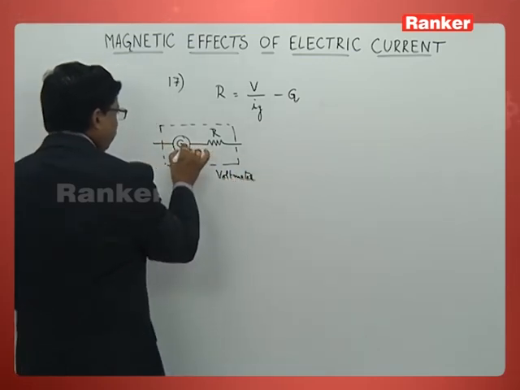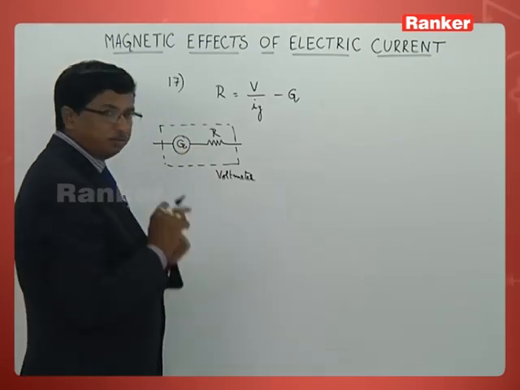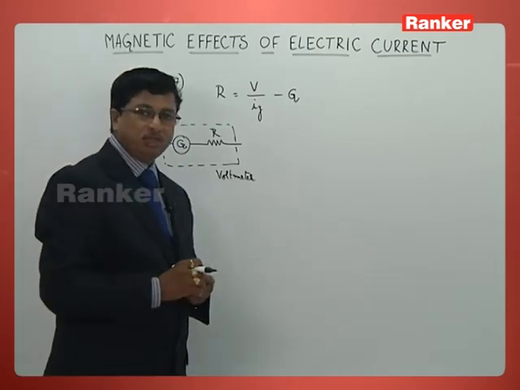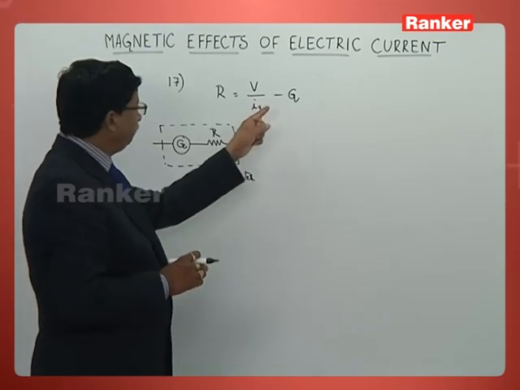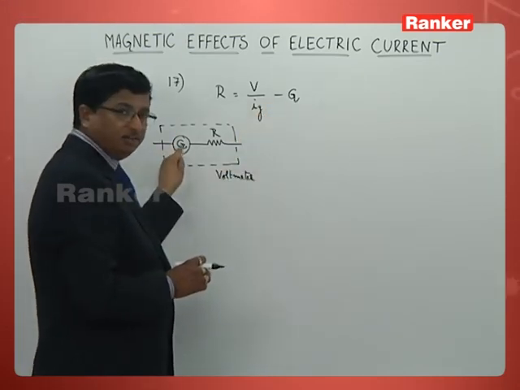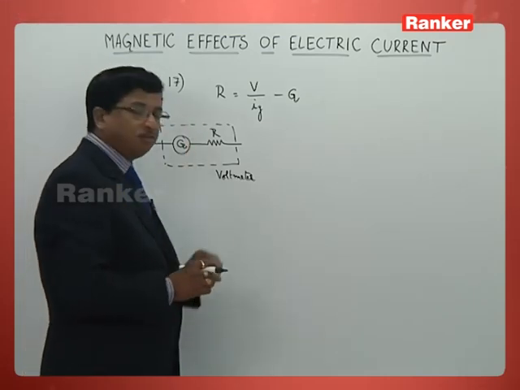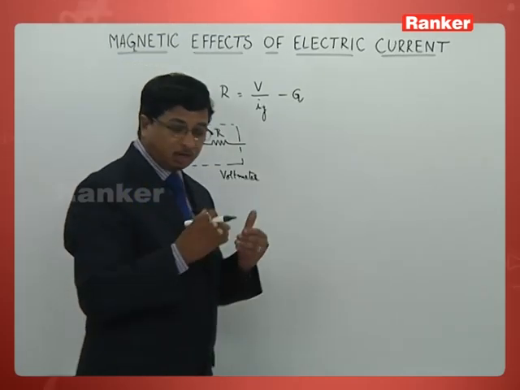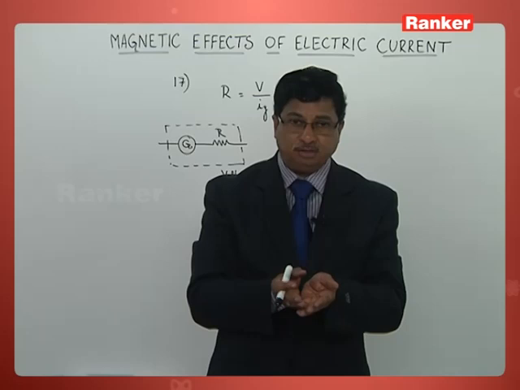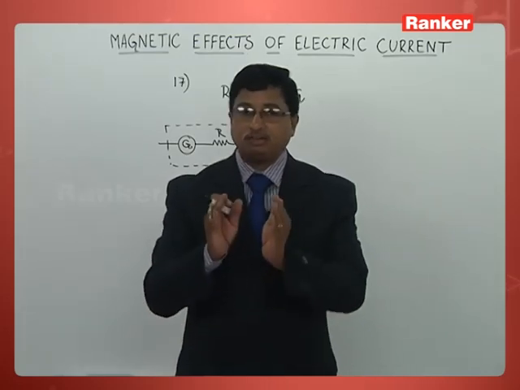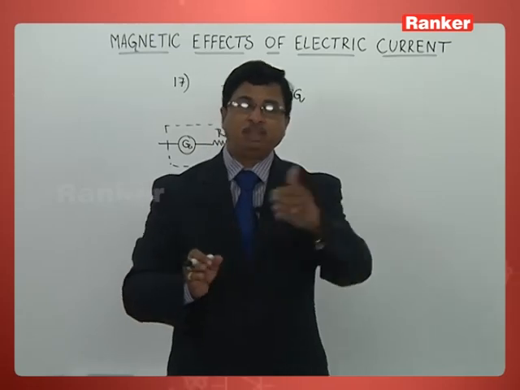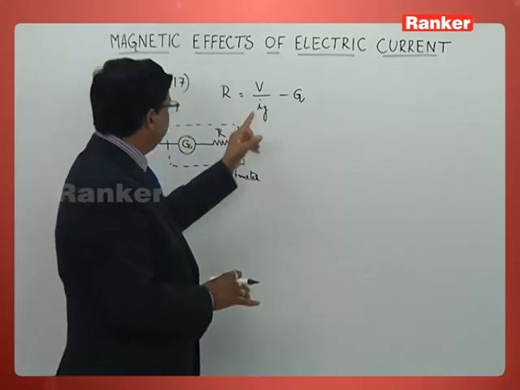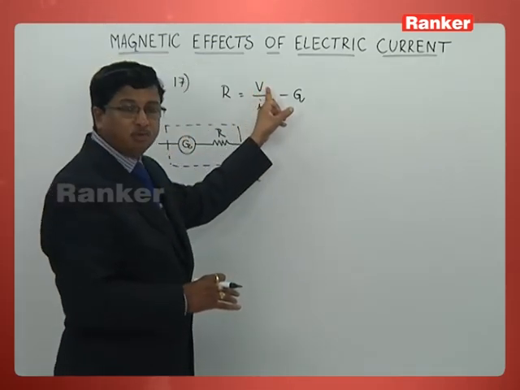Now observe carefully, since these two are connected in series, what would be the effective resistance? G plus R. From that effective resistance, if I subtract G, the resistance of the galvanometer, I get the resistance connected there in series, that is R. So what is the concept here we have to understand? From the effective resistance, if we subtract the resistance of the galvanometer, we get the value of R. It's fine. But how to calculate effective resistance? It is by the application of Ohm's law.